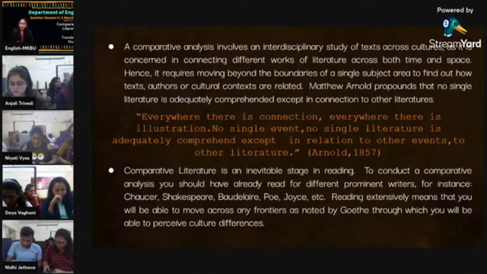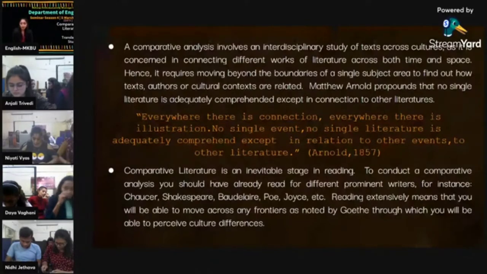To conduct a comparative analysis, we have already read different prominent writers, for instance, Chaucer, Shakespeare, Baudrillard, Poe, Joyce. Reading extensively means that you will be able to move across any frontiers, as noted by Goethe, through which you will be able to perceive cultural differences.